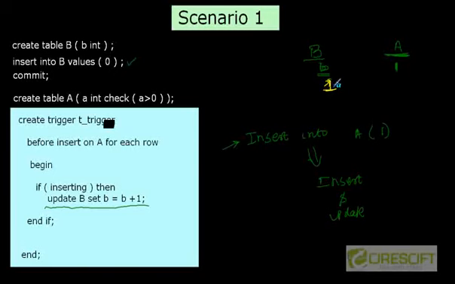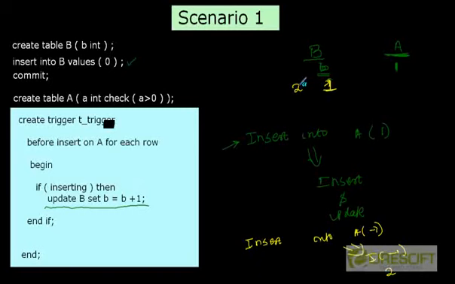Then let's try to insert -1 into A. This is equivalent to inserting -1, and before the insert, the trigger is going to do this update. So it is going to update the value of B. B is 1, and it will make B to 2. So first it updates, and because of the update this becomes 2.